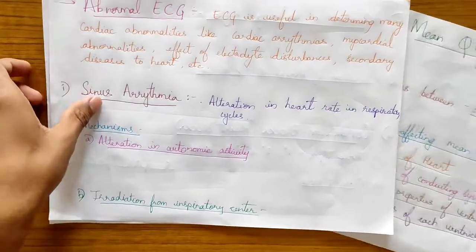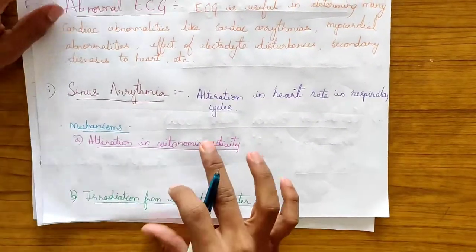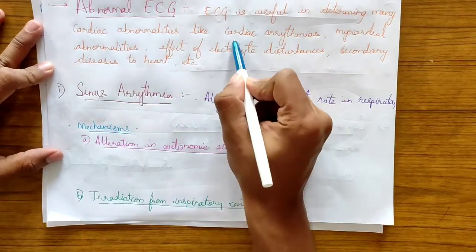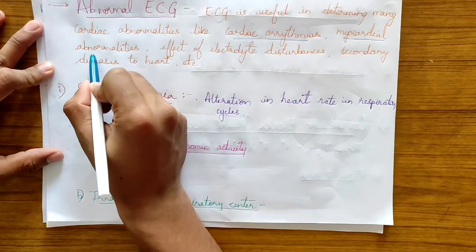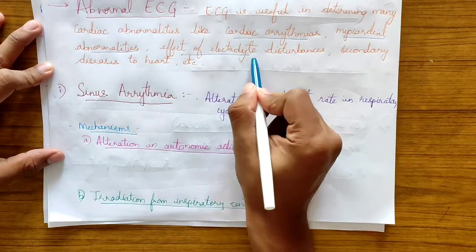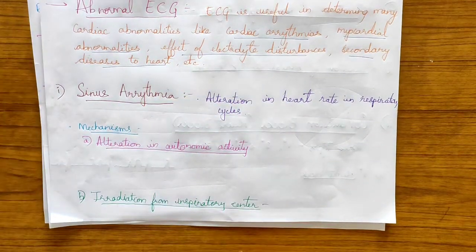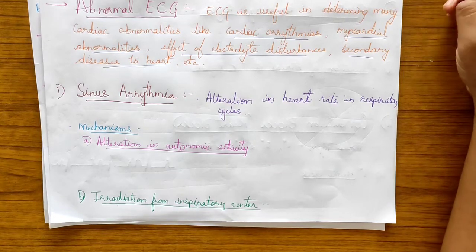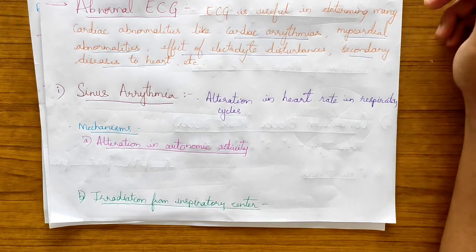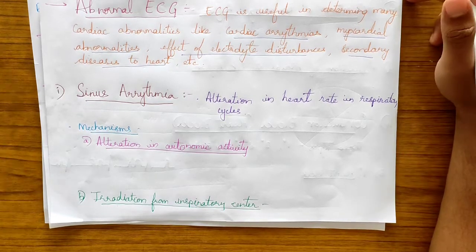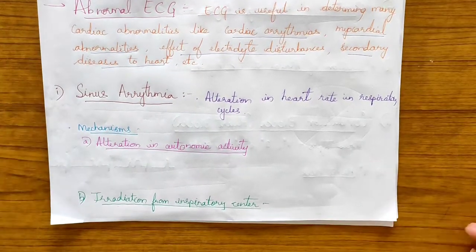Now let's talk about the abnormal ECG. ECG is very useful in determining many cardiac abnormalities like cardiac arrhythmias, myocardial abnormalities, effects of electrolyte disturbances, and secondary diseases of the heart etc. I will be talking about two main abnormal conditions seen in the heart which can be determined by the ECG. These two diseases are most asked in the examination. The first one is sinus arrhythmia.